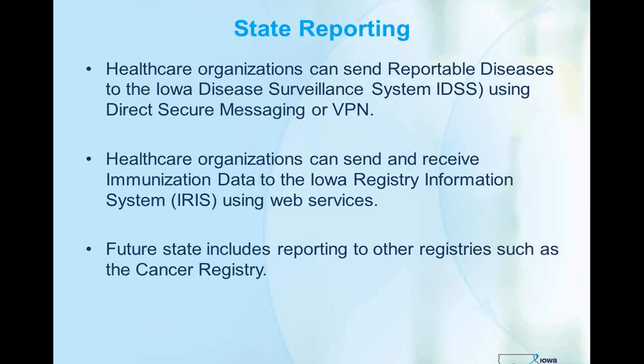The IHIN allows healthcare organizations to report diseases and immunizations to the state of Iowa. Reportable diseases can be sent to the Iowa Disease Surveillance System, commonly referred to as IDSS, using direct secure messaging or VPN. Immunization data can be sent to and received from the Iowa Registry Information System, commonly referred to as IRIS, using web services. The future state of the IHIN will include connections for reporting to additional registries, such as the Cancer Registry.